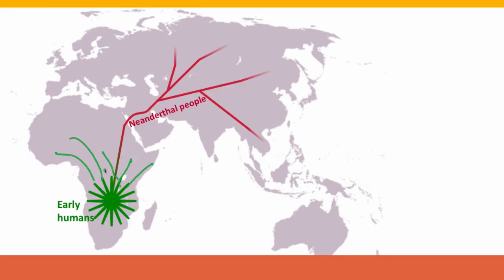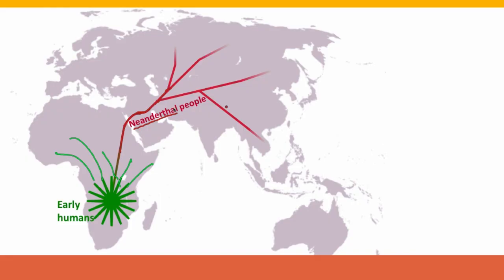And at some point, a subgroup of these people migrated out of Africa, this was several 100,000 years ago. These people migrated out of Africa into Europe and Asia. And these are the people that we call the Neanderthals.